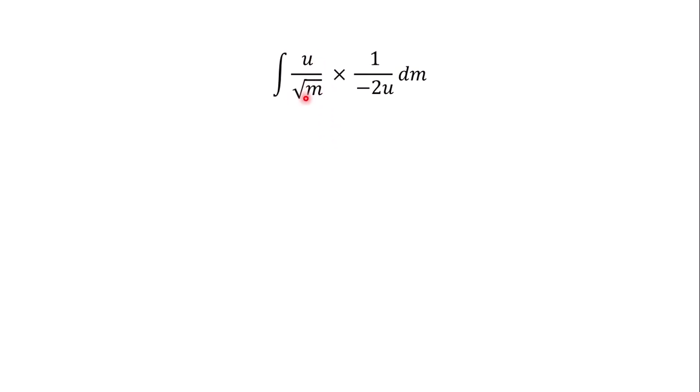Now u over square root of m times 1 over minus 2u dm. Here this u will cancel out with this u, and this 1 over minus 2 can be written at the front. So we just bring 1 over minus 2 outside and then we integrate what is inside.